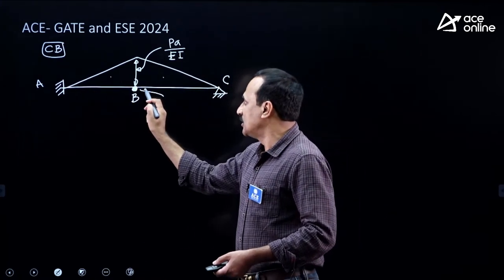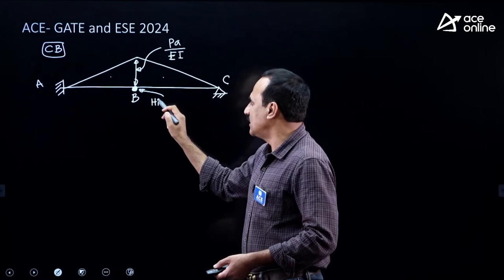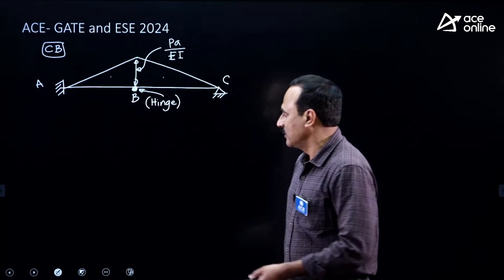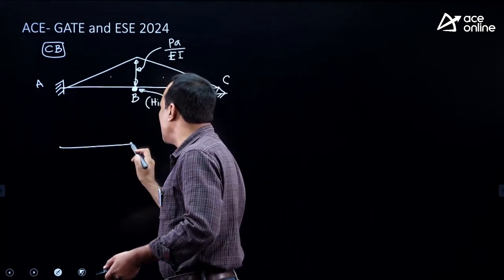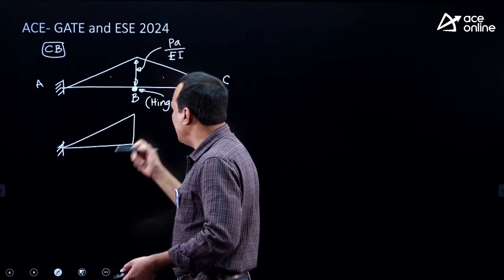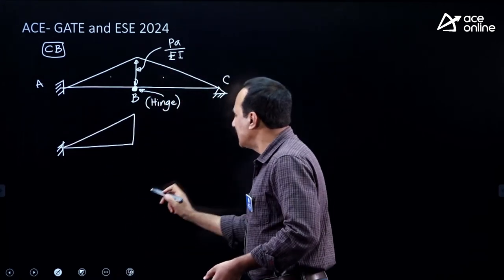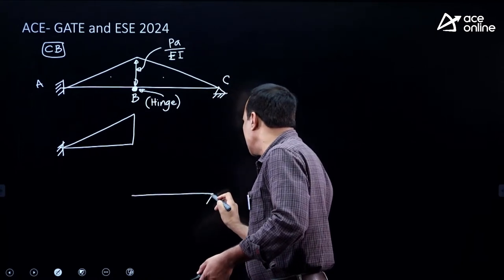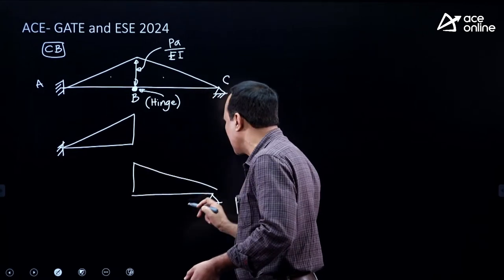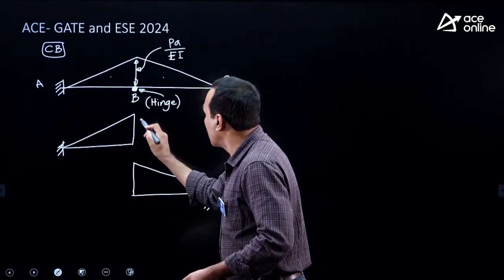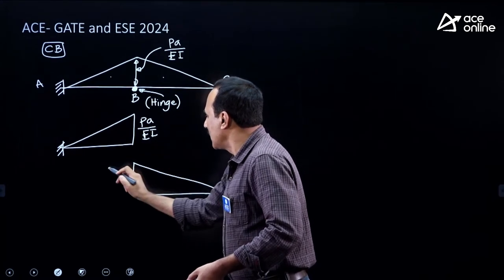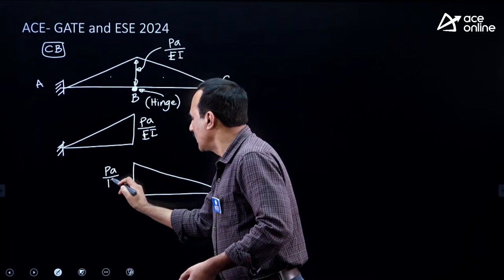As it has an internal hinge, to analyze the beam with an internal hinge, better to divide it into parts. So I'll divide this into two parts. This is a cantilever with a UVL like this. Next is the right side. This is actually the hinge, and it's a triangular loading here. This is PA by EI. This is also PA by EI.